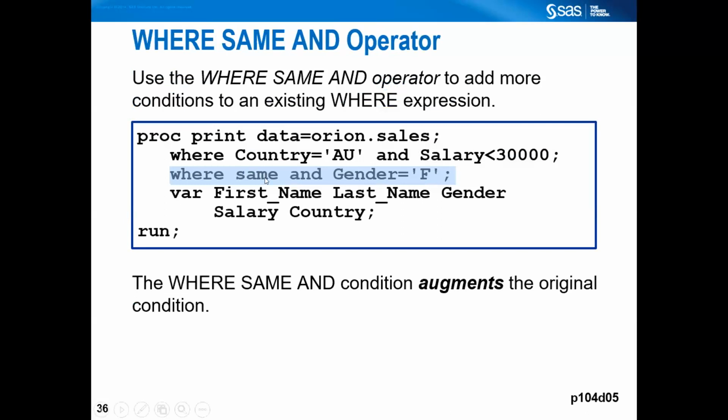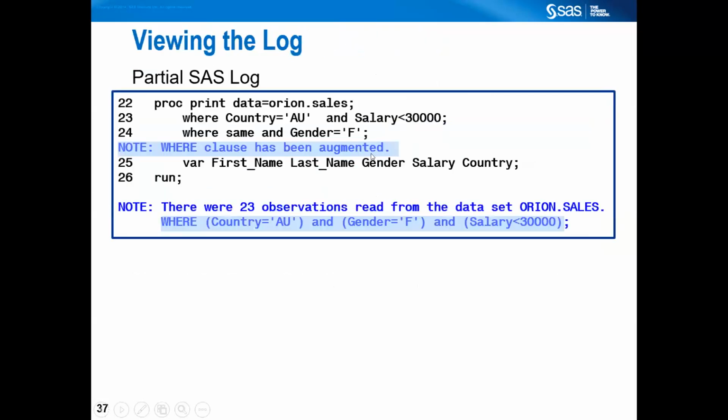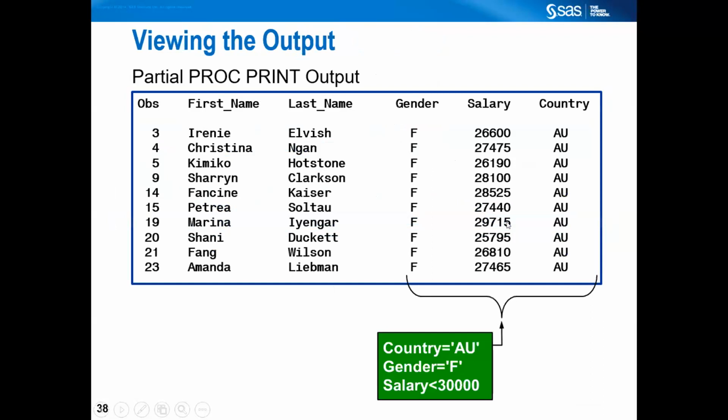Second is where same and. Along with where country is Australia and salary less than 3,000, you are also using where same and gender equal to female. So it means augment that. That means along with your earlier where, it should also subset the values on this current where. It gives you the message in the log that the where clause has been augmented. So it works with all the three like this. Now view this output, where all the three criteria have come into your result.